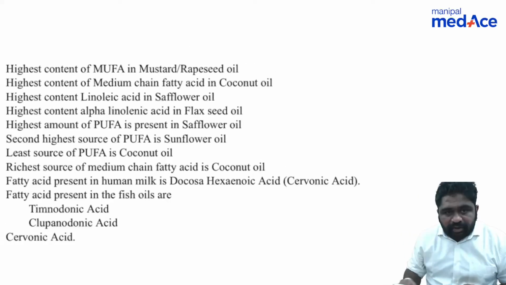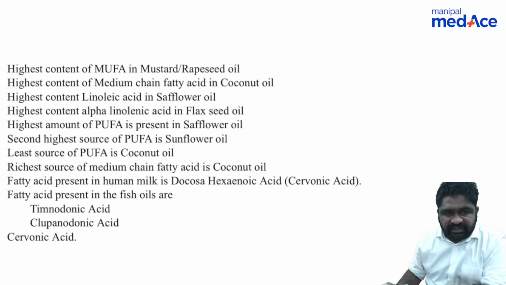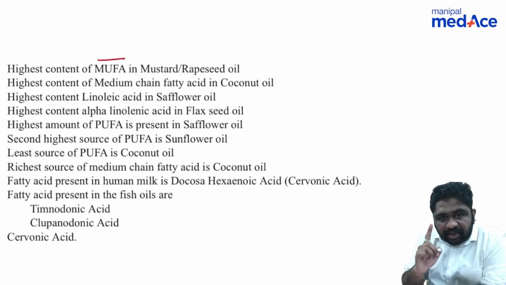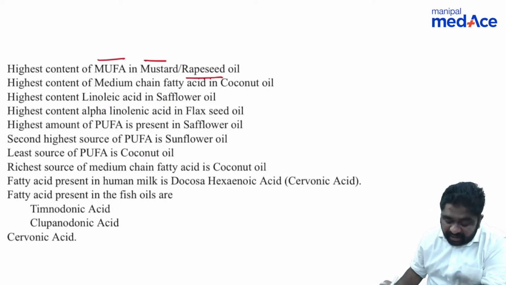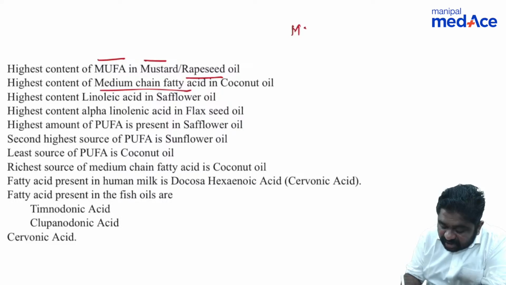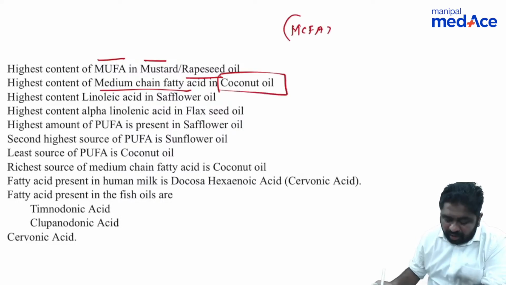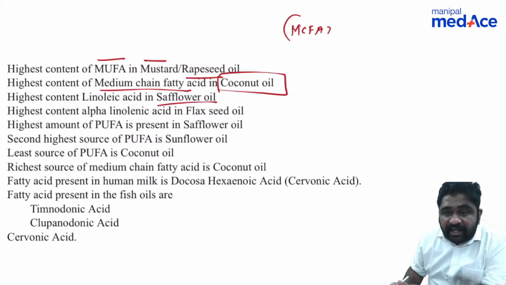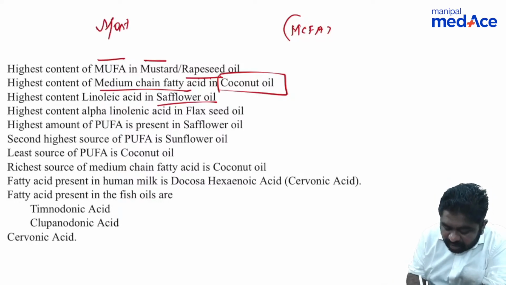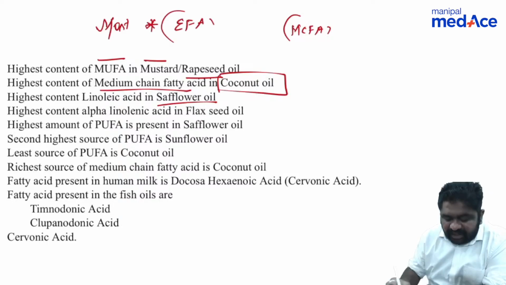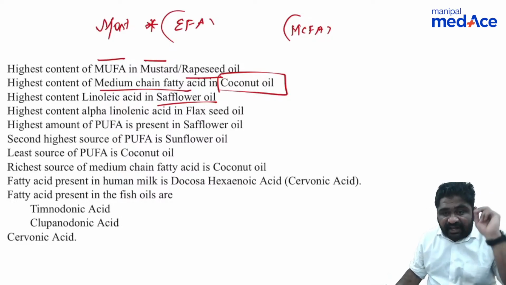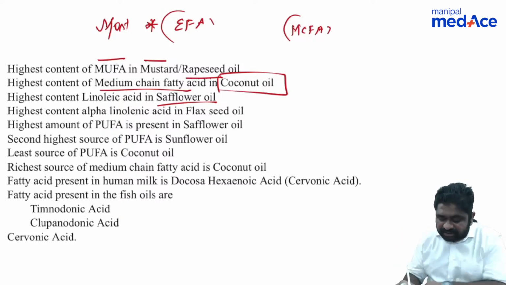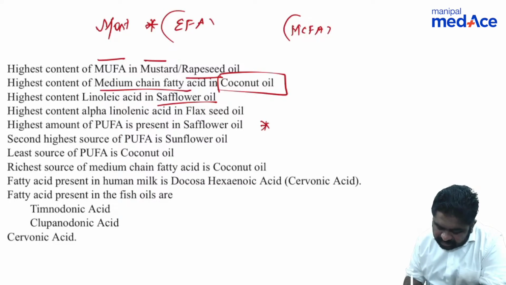Now let's look at this important information. Now let's have some important pointers. This will be very essential for your INI-CET exam. This is a collection of multiple data. MUFA is monounsaturated fatty acid. The highest content of MUFA is in mustard oil, rapeseed oil. The highest content of MCFA, medium chain fatty acid, would be coconut oil. The highest content of linoleic acid is safflower oil. This is very important. Why? Because linoleic acid is the most important essential fatty acid, and the highest content of linoleic acid is present in safflower oil.